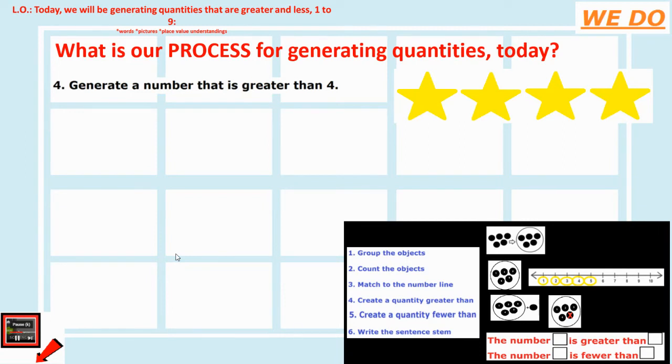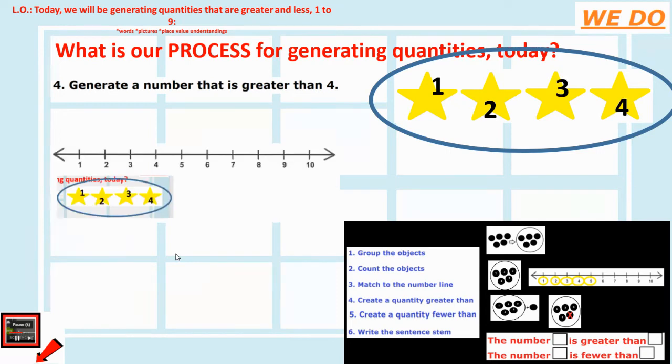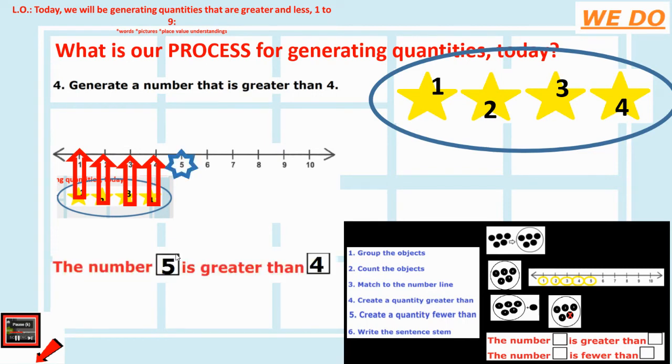All right, let's check. So I'm generating a number that is greater than 4, bigger than, more than. Let me first circle my objects and count them. 1, 2, 3, 4. From there, I'm going to match to a number line. 1, 2, 3, 4. I'm creating a number greater than, so I'm going to extend and count on 1, 5. Now I can go ahead and finish my sentence stem. The number 5 is greater than 4.